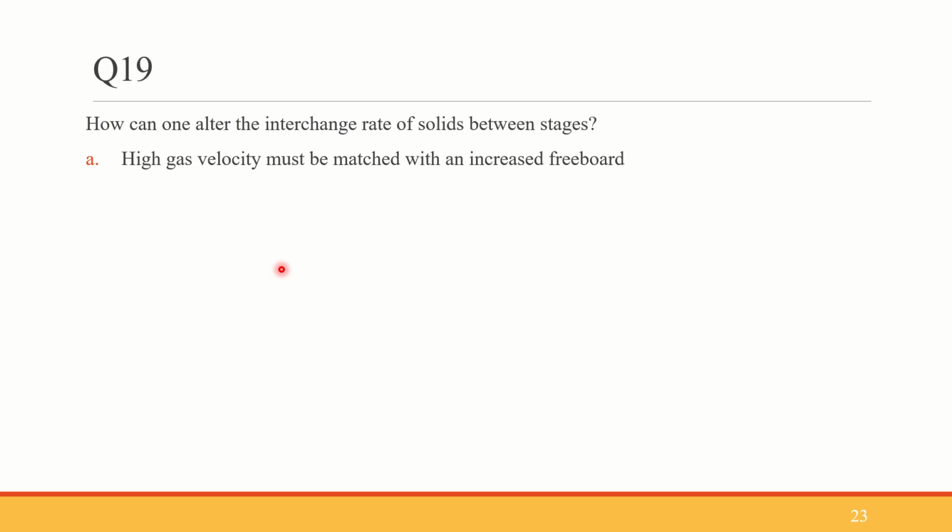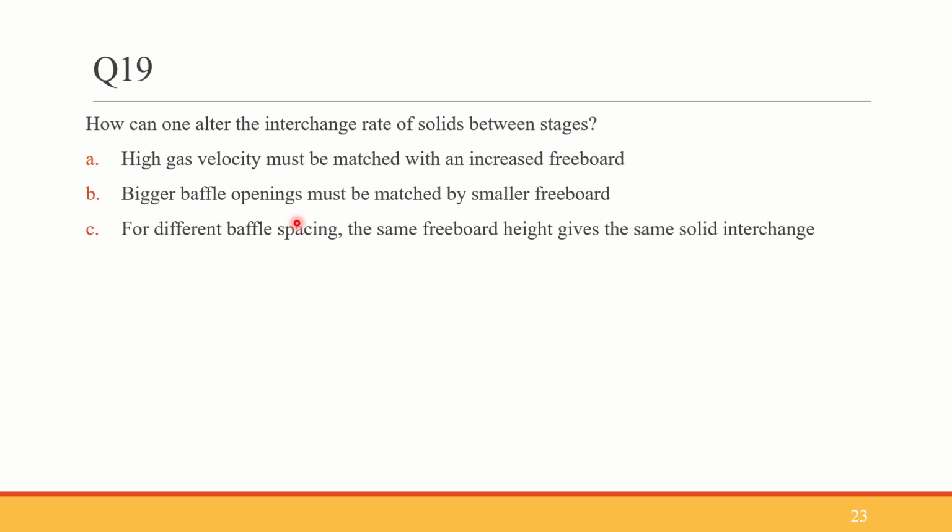Now we will go to question 19. In question 19 it is given, how can one alter the interchange rate of solids between stages? Option A, high gas velocity must be matched with an increased freeboard. Option B, bigger baffle openings must be matched by smaller freeboard. Option C, for different baffle spacing, the same freeboard height gives the same solid interchange. Option D, all of the above.